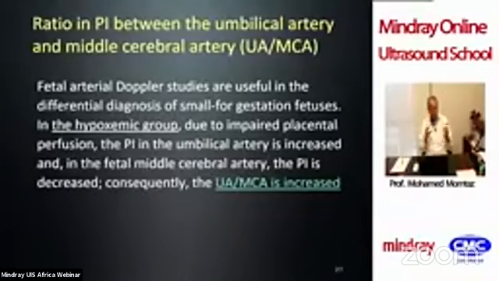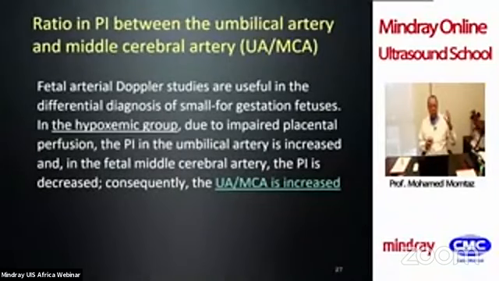This ratio normally with pregnancy, the resistance, or the PI here, decreases and the PI here increases. So the ratio usually is 0.5, 0.4, 0.6. Once there is an increase in the PI in the umbilical and a decrease in the PI in the middle cerebral, the ratio will start to increase till it reaches 1.